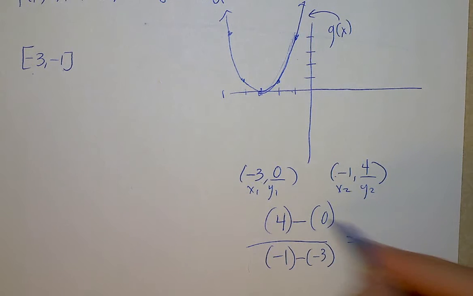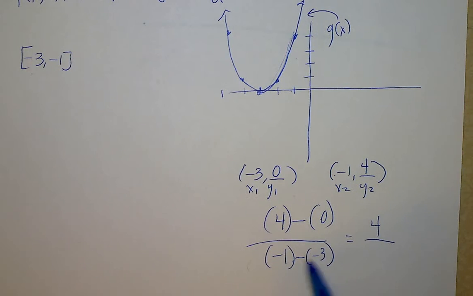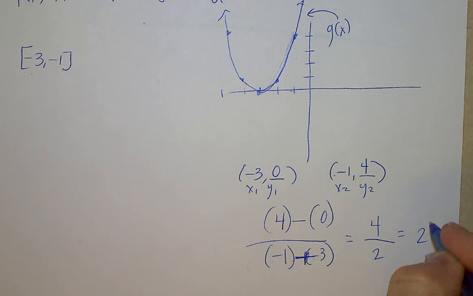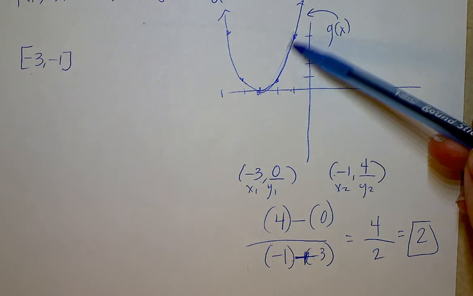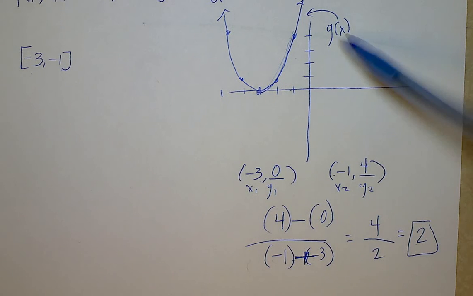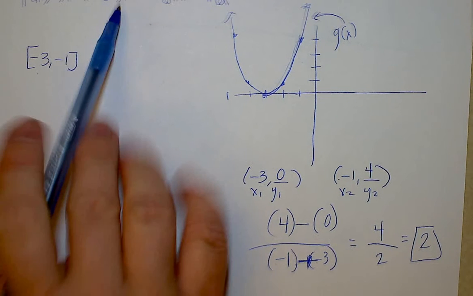4 minus 0 is 4. 2 negatives make a positive, and -1 plus 3 is 2. 4 divided by 2 is 2. So the average rate of change on the interval from -3 to -1 is 2 for the function g of x. Now it's a little bit easier to do the function f of x.